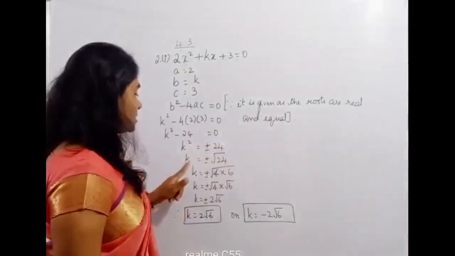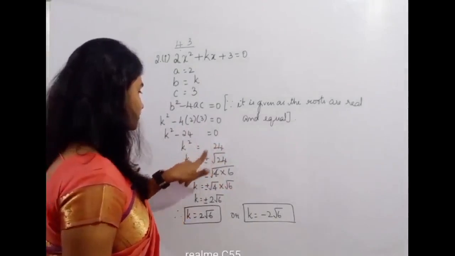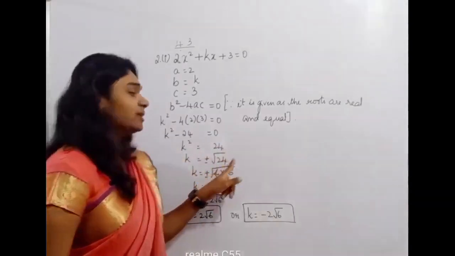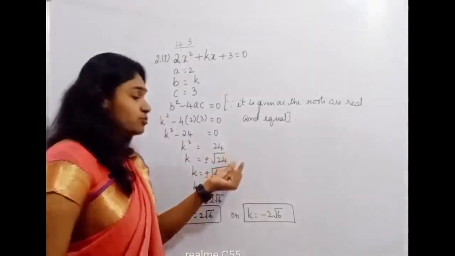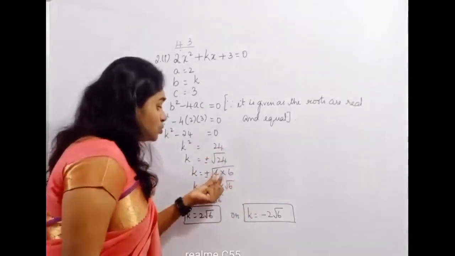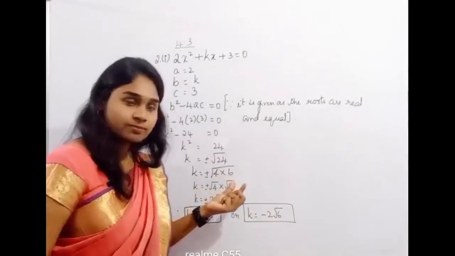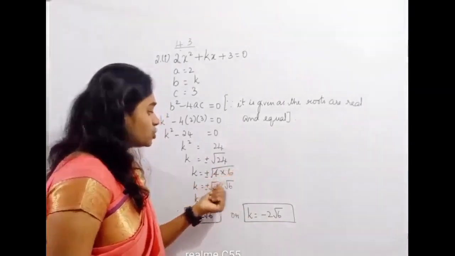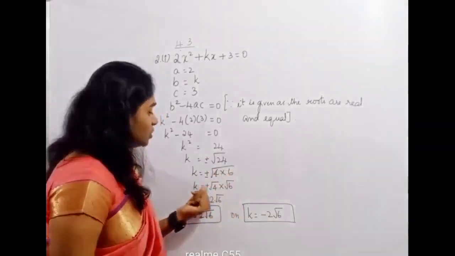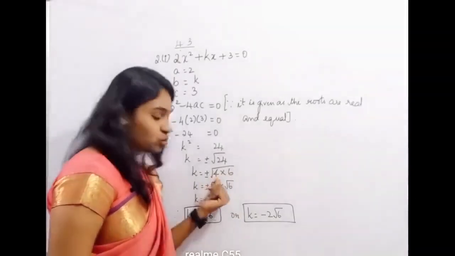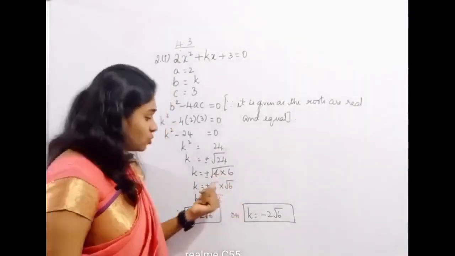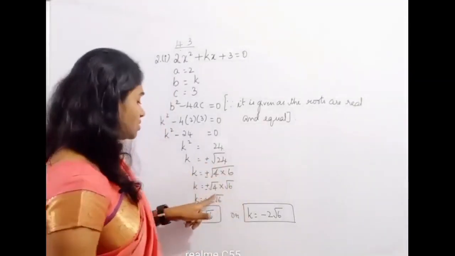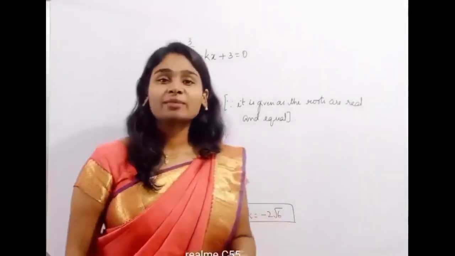So k square is equal to 24. Then k is equal to plus or minus root 24. Now root 24 can be expressed as root of 4 into 6. Correct? Now this root belongs to 4 and 6, so when I distribute the roots individually, I get k is equal to plus or minus root 4 into root 6. Now root 4 is 2 and root 6 as it is. So therefore k is equal to plus 2 root 6 or k is equal to minus 2 root 6.